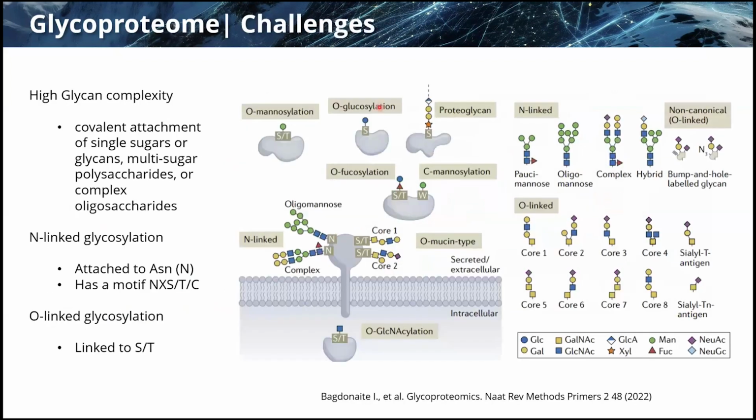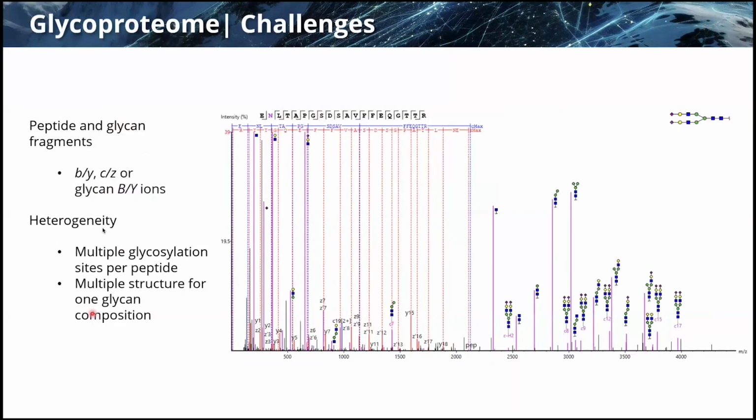The aim, of course, of glycoproteomics is to provide a detailed characterization of the glycosylation events in biological samples. However, the actual accurate identification of intact glycopeptides remains quite challenging. One of the things is high glycan complexity, meaning we may have a covalent attachment of a single sugar unit, multi-sugar polysaccharides, or complex oligosaccharides. In addition, they can be N-linked, they can be O-linked. And another thing is that we have the presence of both the glycan and the peptide fragments. So these make the mass spectra and the annotation much more complicated, as we need to decipher both the peptide backbone as well as the actual glycan composition and the structure in our case.